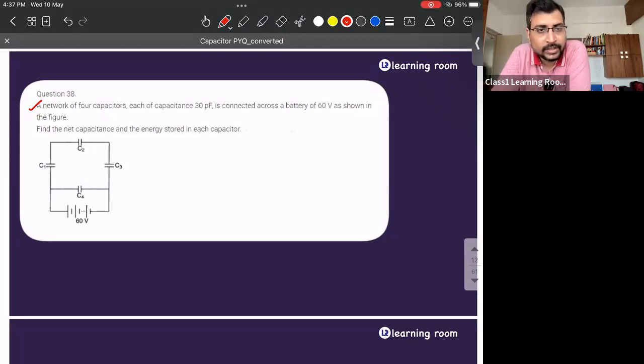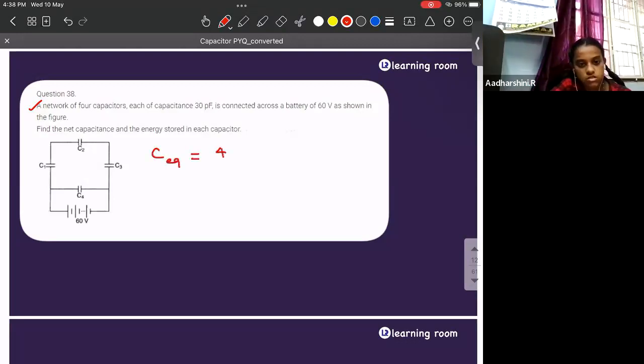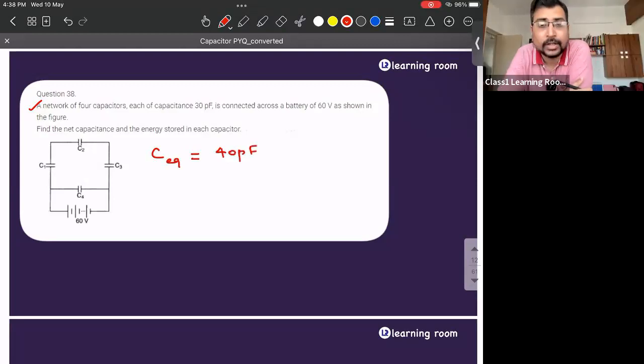Anybody with the answer? What is the net capacitance? 40 picofarad. Yeah, net capacitance will be 40. You will get 10 plus 30. Correct? So net equivalent capacitance is 40 picofarad. What about the energy stored in each capacitor? For you to calculate the energy stored in each capacitor, you need to calculate the potential across each.